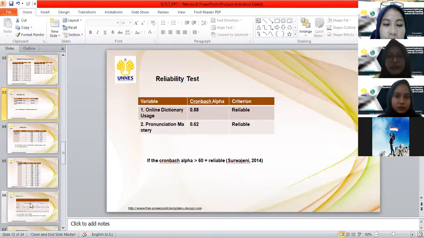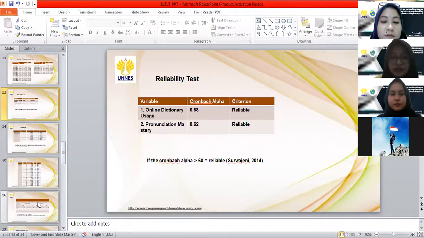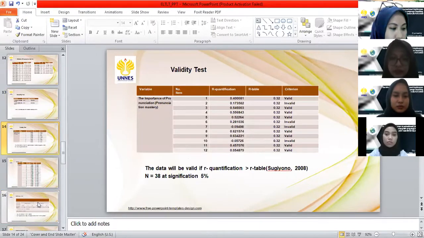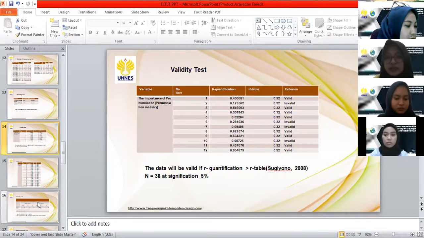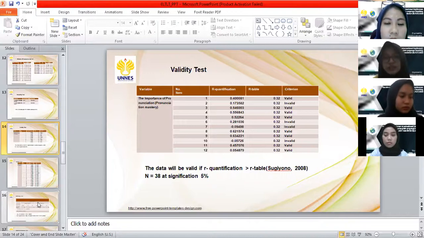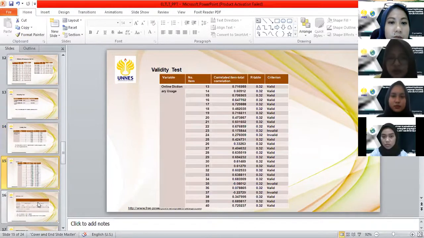And this is the result of the reliability test. Referring to Sujarweni 2014, if the Cronbach alpha value is more than 0.60, it means the variables are reliable. And both of the variables here are reliable. And then this is for the validity test. The data will be valid if our calculated r value is higher than the r table. For the r product moment, the researcher uses the r table based on Sugiyono 2008 with a significance of 5%. And from the validity test, there are 8 items which are invalid.